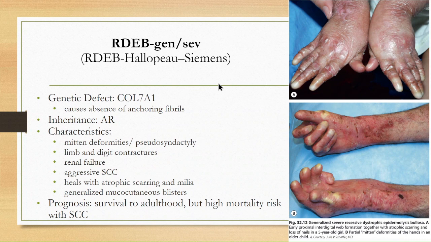Going over the severe type of RDEB, that is collagen 7, an autosomal recessive inheritance. This one, some key things I wanted to put in your head so that you can help differentiate this from others if you see these severe variants. Mitten deformity or pseudosyndactyly is prominent, okay? Notice that here on the hands. Limb and digit contractures, also noticed here on the right side. You can have renal failure, you can have aggressive SCCs. You can heal with atrophic scarring and milia, and you can have generalized mucocutaneous blisters. Now, there's a high mortality risk with the SCC burden.